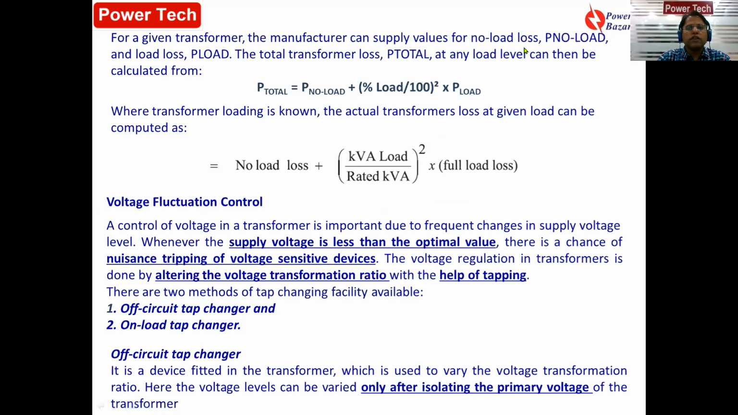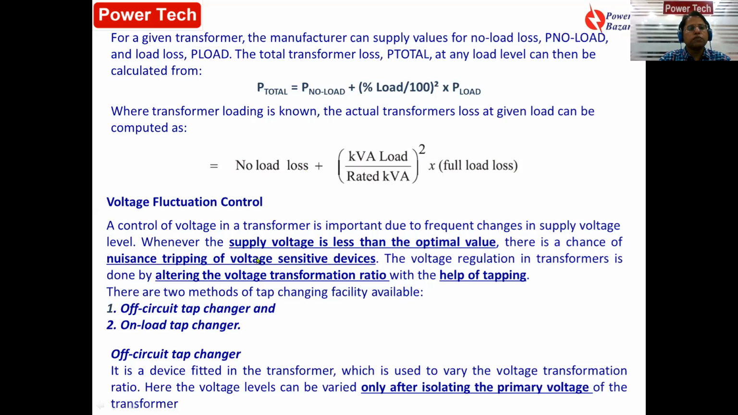Now as I told you, no load loss is given and full load loss is also given. So what is the total loss at a particular load? If I know the percentage loading, then total losses will be P no load plus percentage load squared by 100 squared into P load. This formula you have to remember. And what is this percentage load? It is nothing but the operating kVA load divided by rated kVA load. So P total will be no load loss plus operating kVA load divided by rated kVA load, squared, into full load loss.